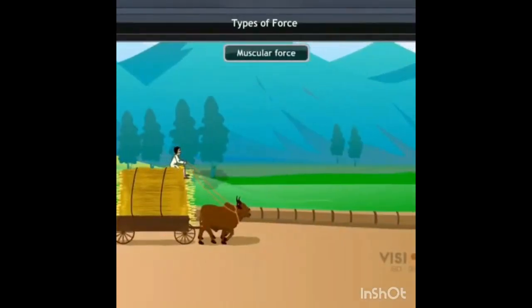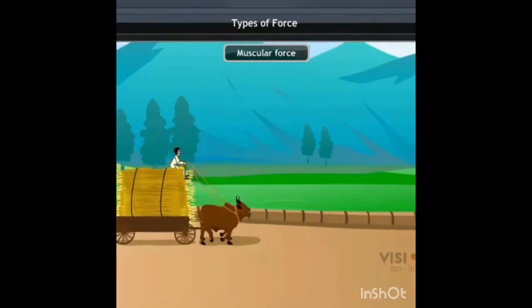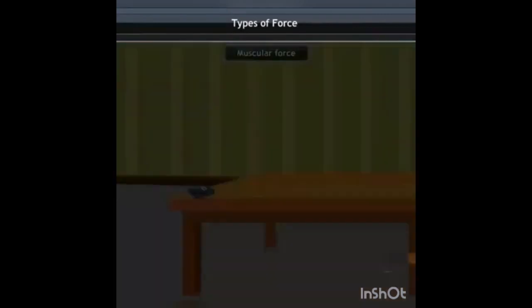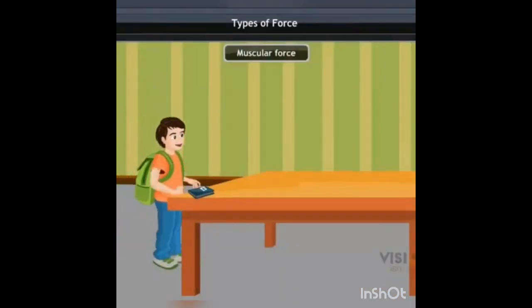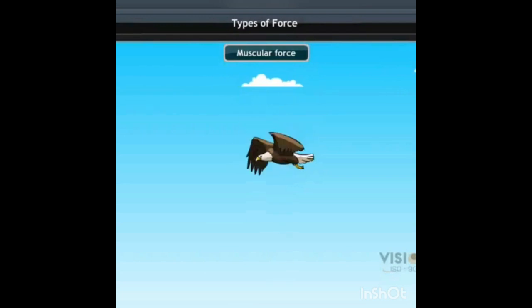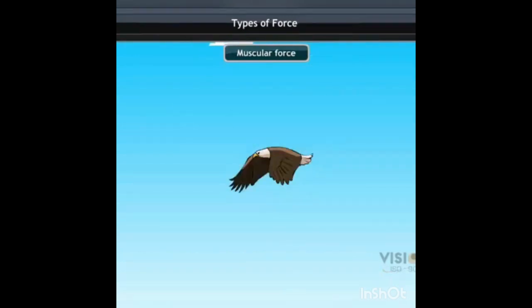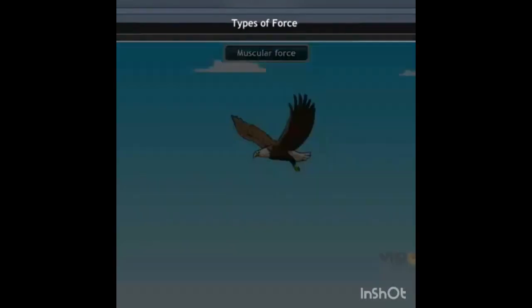The force resulting due to the action of muscles is known as muscular force. For example, when you pick up a book lying on the table using your hands, you apply muscular force. You cannot lift the book without touching it. Hence, muscular force is a contact force. Like humans, animals and birds also use muscular force to run and fly. For example, birds fly in the air by flapping their wings.